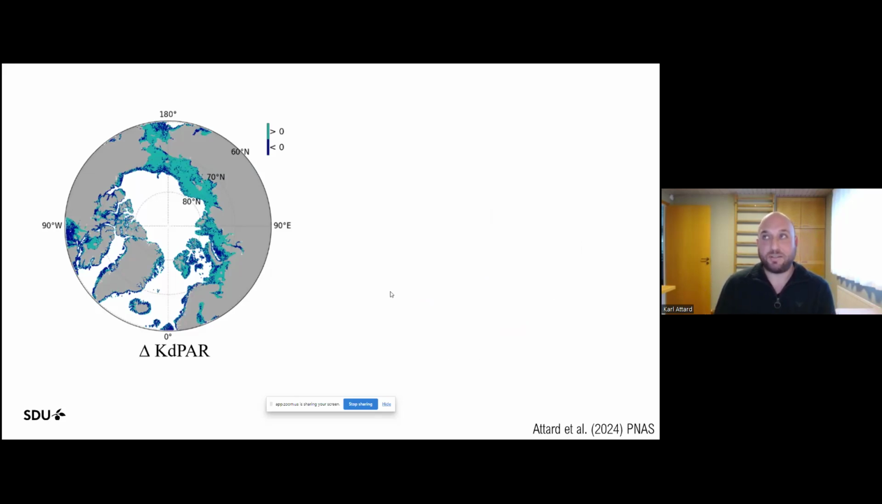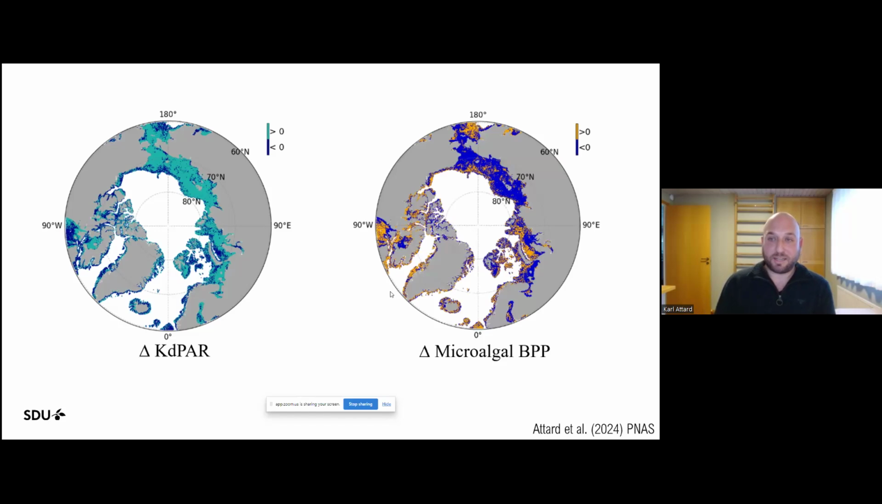So the data set covered, I think, a time period from 2003 to 2020. So all the green areas are areas where the waters have become less transparent, and the blue, darker areas are the areas that have become more transparent over the past 20 years or so. And if we convert that to a microalgal benthic primary production, we can also see that some areas are orange, the orange-yellow color that suggests there's been an increase in benthic primary production in these areas, as determined through our relatively simple model.